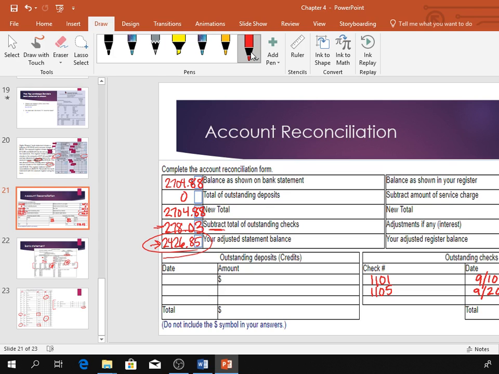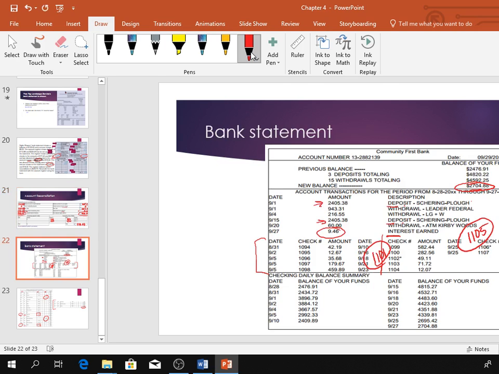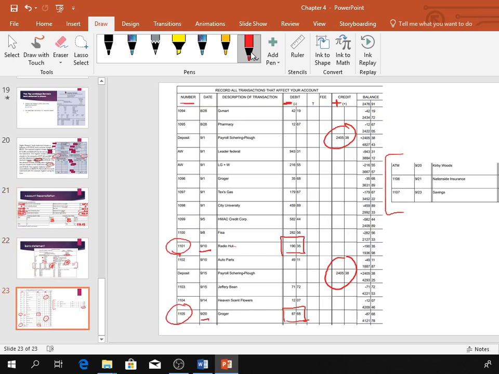So now I know that once everything is taken care of, like once deposits and checks clear, and once I take into account my service charges and interest, everything's going to be exactly the same. So there's no money missing that I wasn't aware of. And this is often how you can catch theft in your account too. And that's how you would reconcile an account. And that takes us to the end of Chapter 4.